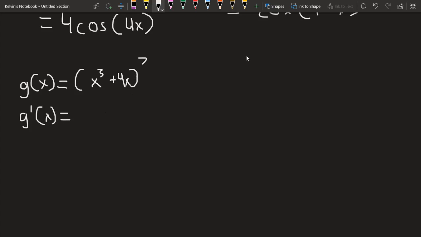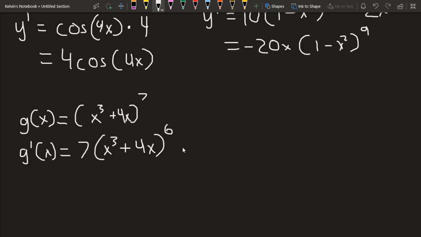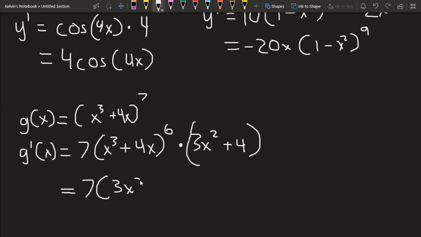So same concept as this problem up here. This would just be 7 times (x cubed plus 4x) to the 6th times, and we just take the derivative of the inside. So the derivative of x cubed plus 4x is just 3x squared plus 4. Let's put this all in parentheses. And this would just be equal to 7 times (3x squared plus 4) times (x cubed plus 4x) to the 6th.